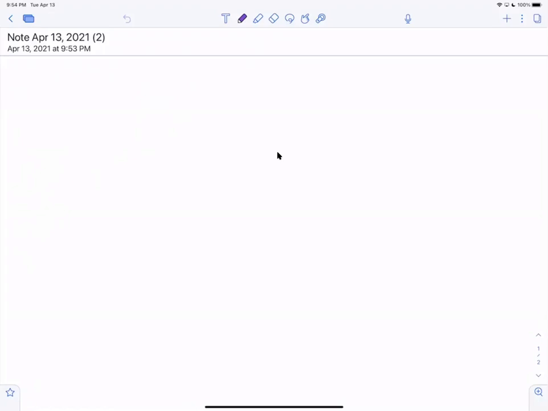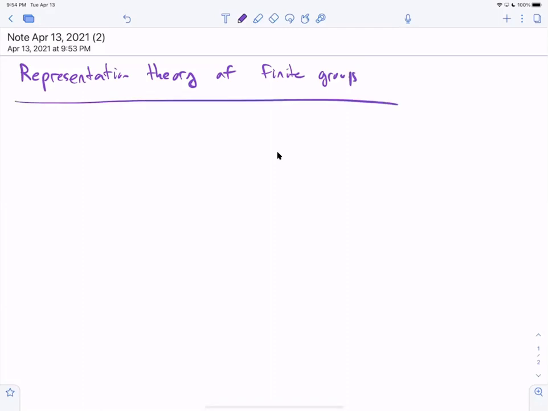Okay, so today we're starting representation theory of finite groups. And so this is really the study of how finite groups can act by symmetries of vector spaces. So you can represent a group in terms of symmetries.